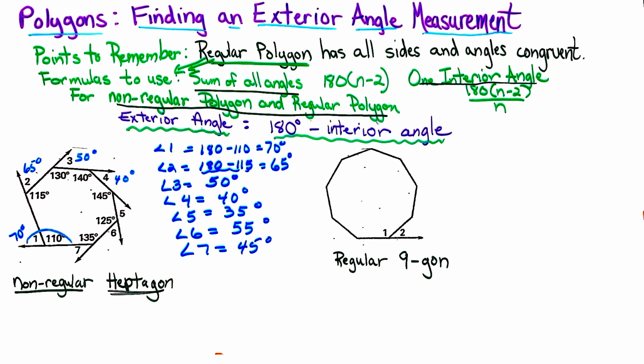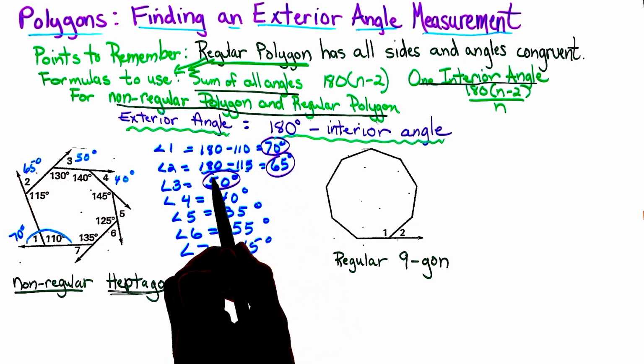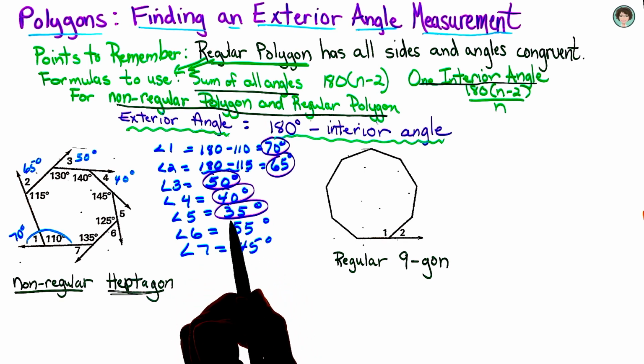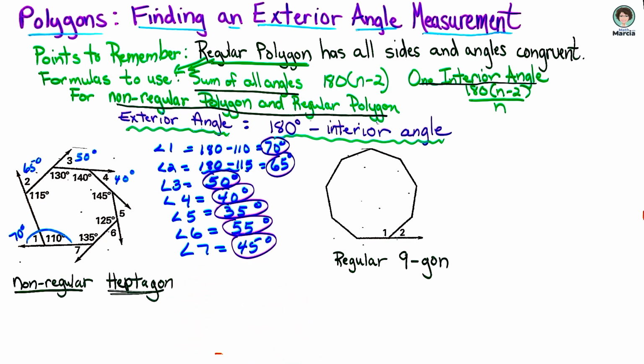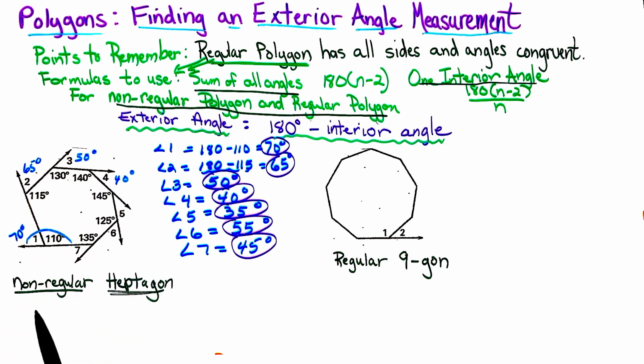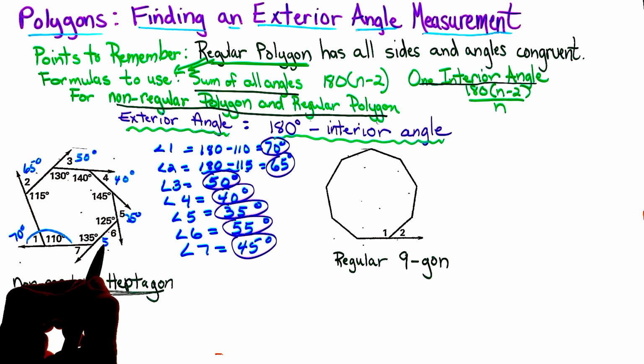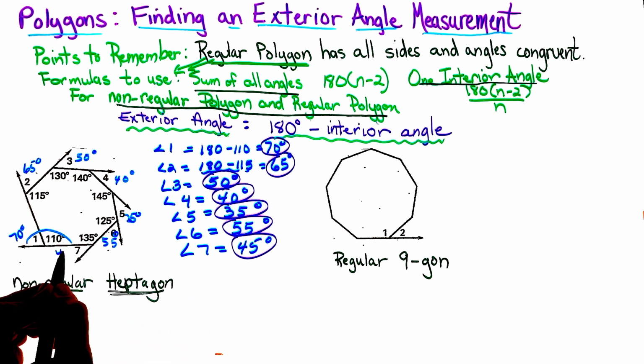So we just found all of the exterior measurements for the non-regular heptagon we have. And there is a way for you to double check to see if you found all the correct angles. You might be wondering, why is she circling those degree measurements? Because when you are able to find all of the exterior angles, and I didn't write the last few down, so for angle 5, let's do that, 35 degrees. Angle 6 is 55 degrees. Angle 7 was 45 degrees.